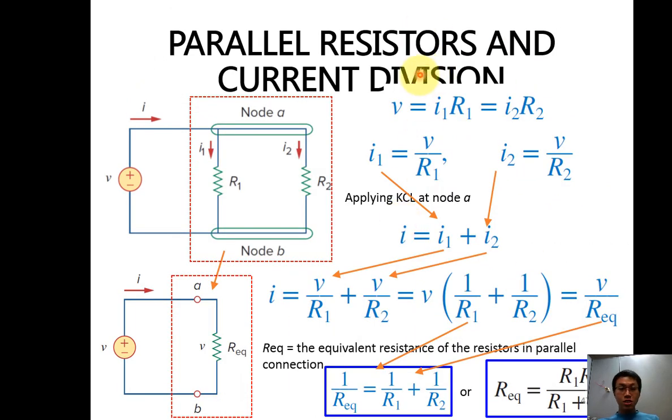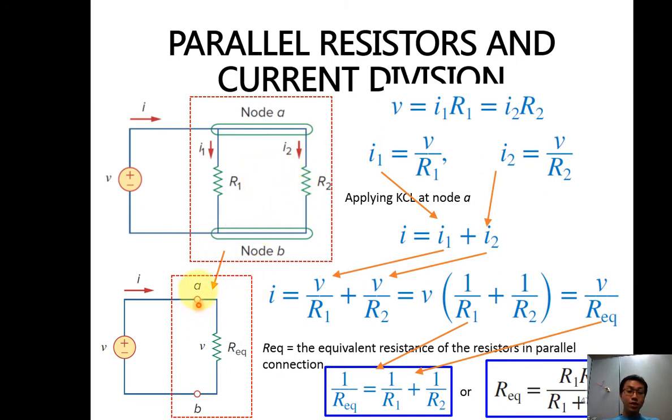So, parallel resistors and the current division. Just now was series resistors. Now we talk about parallel resistors. Parallel resistors relate to current division. So assume that we have a voltage source V, and then we have resistor R1 and resistor R2. Then we assume the total current I is like this. We have node A and node B. Then in this branch, we have I1. In this branch, we have I2.